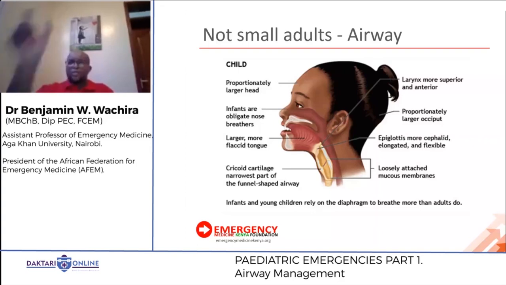Compared to the adult airway, which is more tube-shaped, the narrowest part will be the vocal cords in an adult.